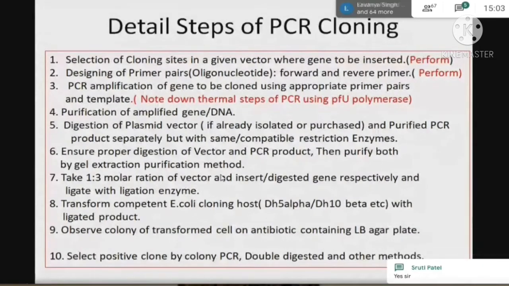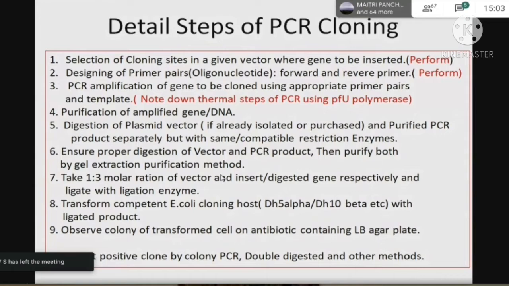So why do we take molar ratio 1:3? So that our insert DNA will interact. This is a random process. If it will not interact, then it will not ligate. So sometimes if we don't have more amount of insert DNA, then we add some concentrating reagent like polyethylene glycol and other things, so that the local concentration of that insert DNA will increase.